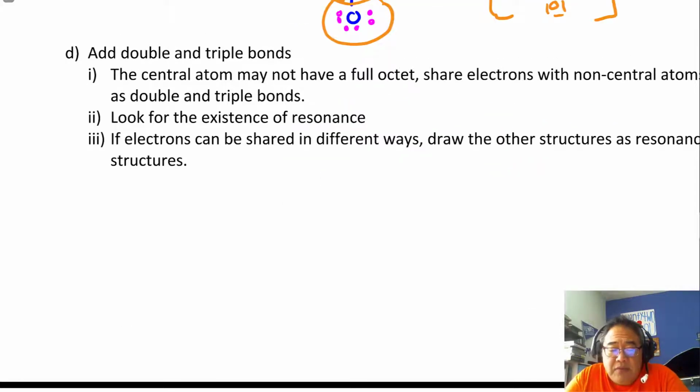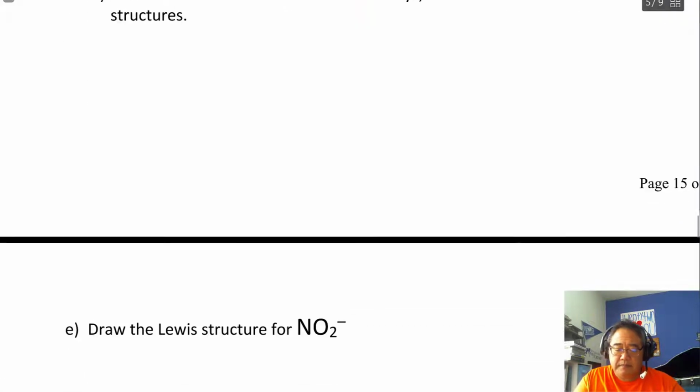There are still some other rules that I wrote down here, but sometimes you have to add double bonds or triple bonds, and that's when you can't make an octet. And we'll do some examples of those. We didn't need it for this one. I may have said that we'll be using it on this one, but I misspoke earlier if I did say that. And then when we do the addition of double bonds and triple bonds, then we'll be looking for resonance structures like I showed you before.